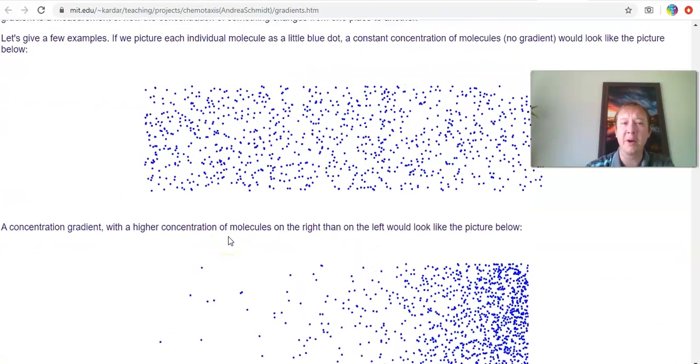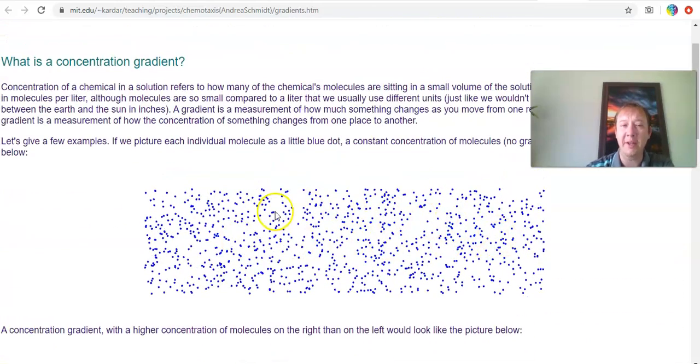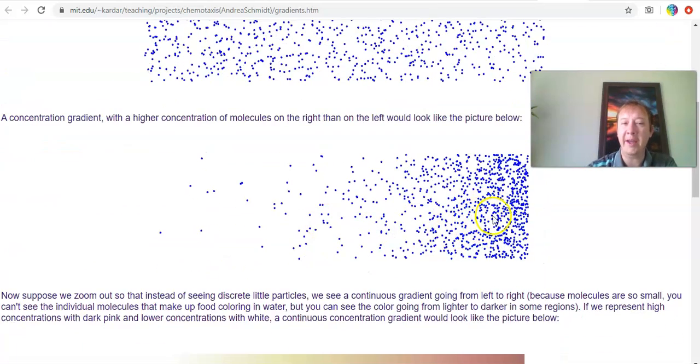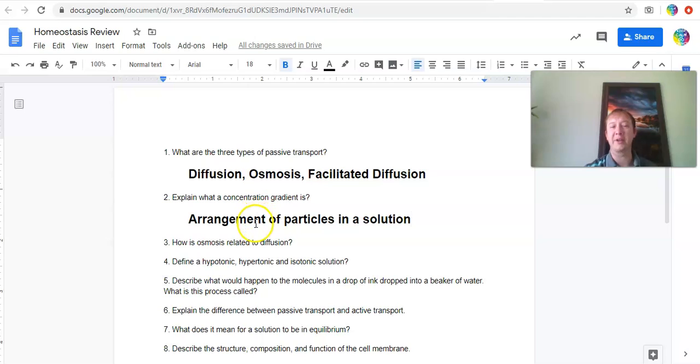Eventually everything wants to get to what we call equilibrium, where everything is equally spread out. So if we're talking about the containers, it goes from right here to here. This is equilibrium, where everything's equally spread out. Here we have a high concentration and a low concentration, so you can see those changes. But the concentration gradient is simply how those particles are arranged in a solution.